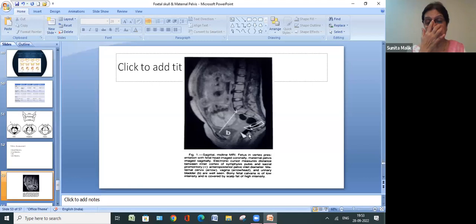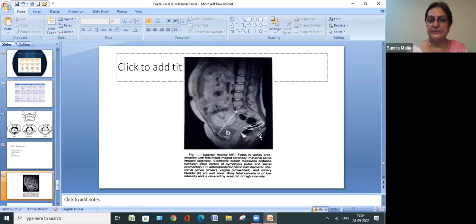So that distance can be measured. Similarly, from the sacral tip to the lower border of symphysis pubis will give me the outlet diameter. And it is also showing me that the fetal head has not engaged. It's still above the pelvic rim. So little dipping is there, but still above the pelvic rim.